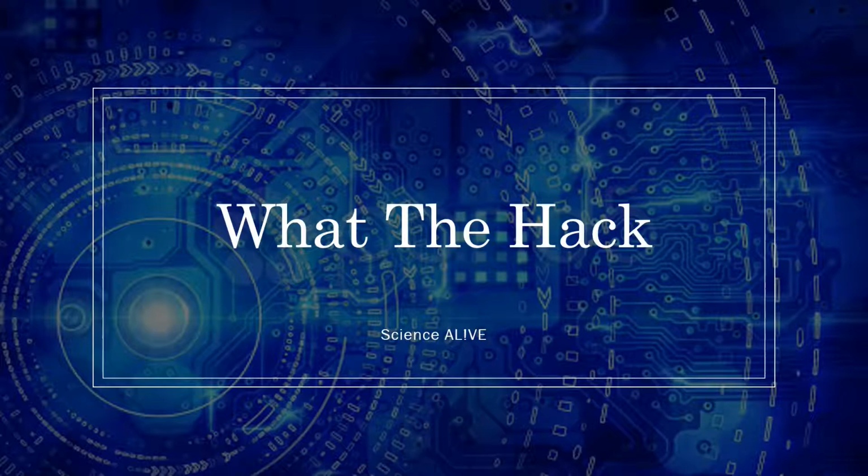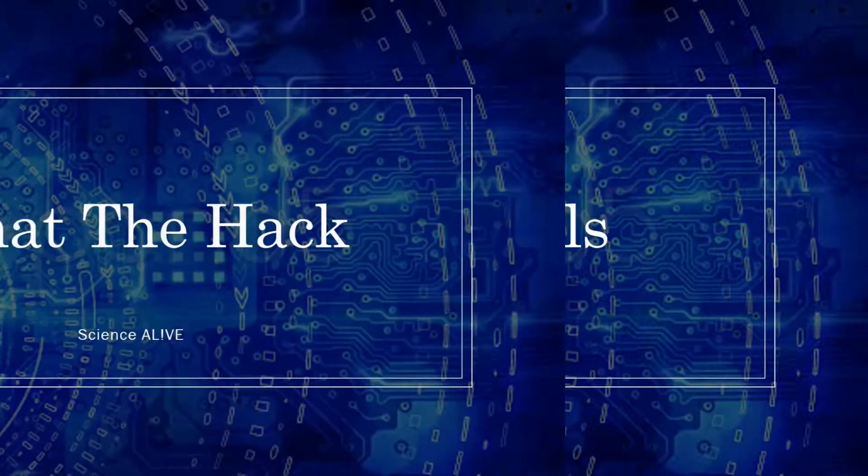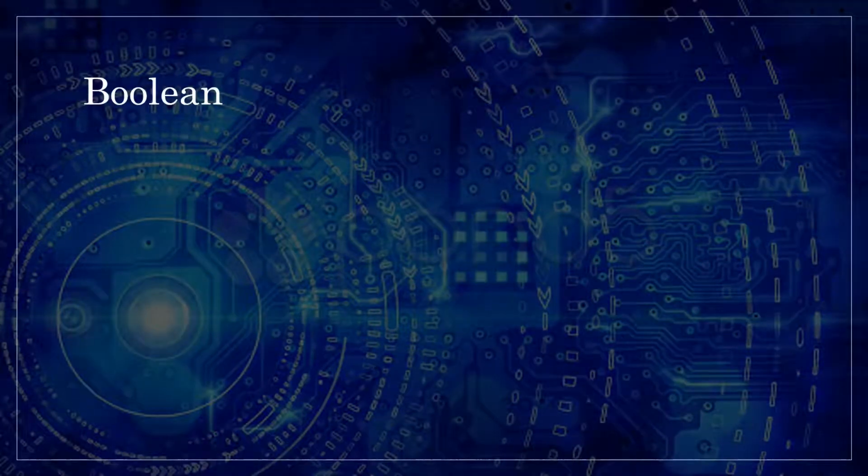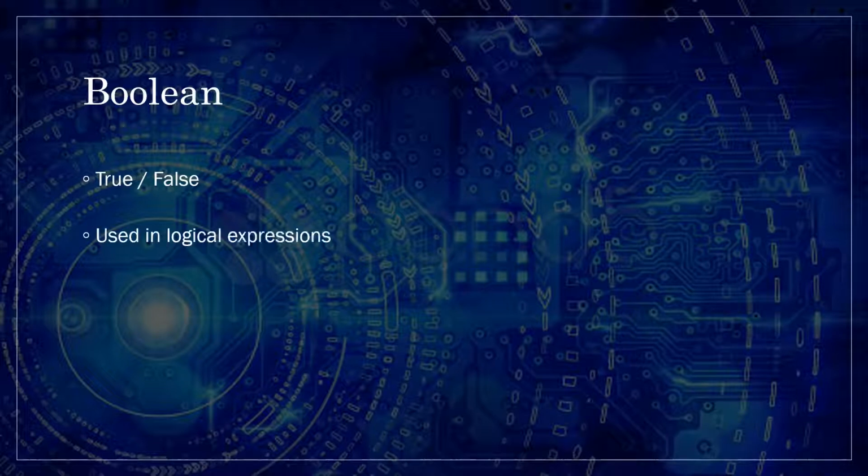Today we're going to be learning about conditionals and decision making. Conditionals use a special type of variable called a Boolean. Unlike a string or an integer, which can be assigned many different possible values, a Boolean can only be either true or false, but not both. Boolean values are used in logical expressions. For example, the logical expression 5 is greater than 2 will evaluate to true, and the logical expression 2 is greater than 5 will evaluate to false.